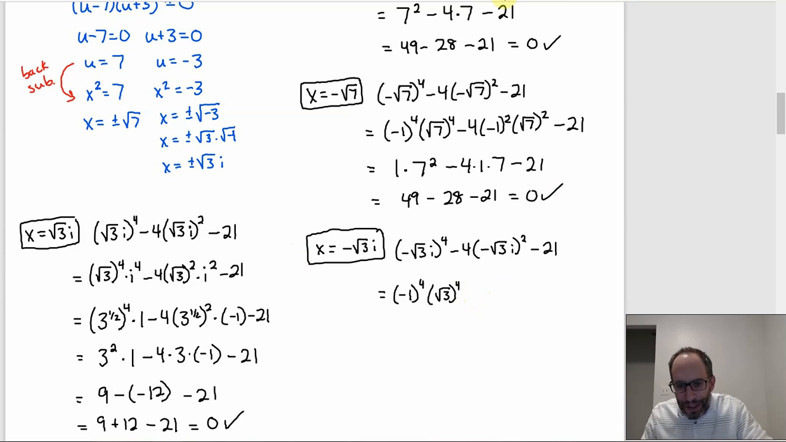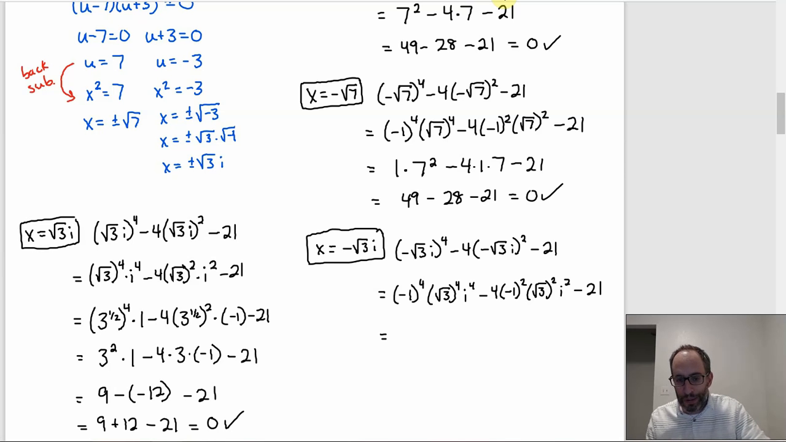I don't think I'm going to do that. Too weird looking. I to the fourth. There we go. Minus 4 times negative 1 squared times square root of 3 squared times i squared, and then minus 21. All right. Negative 1 to the fourth, negative 1 squared are both going to be 1.